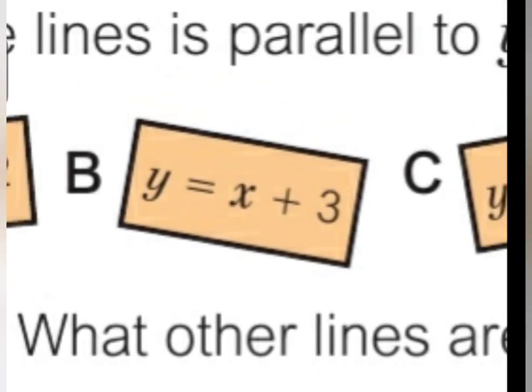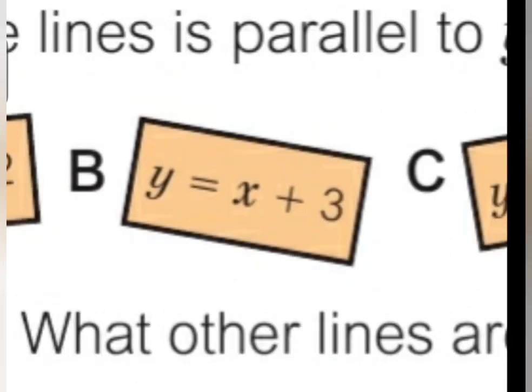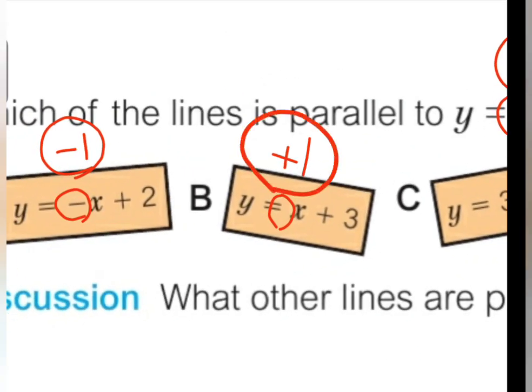Now, let's take a look at B. What's the gradient here? Very good. It's the number multiplied by the x, or the coefficient of x. So, very good. It's positive 1. Now, is this one parallel to the other line or not? Very good. It's not parallel.